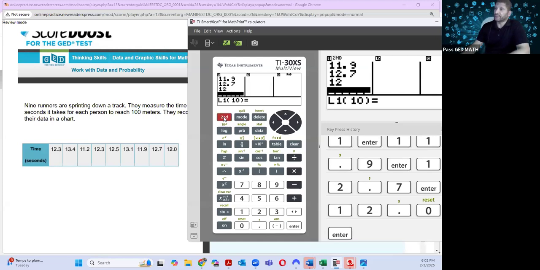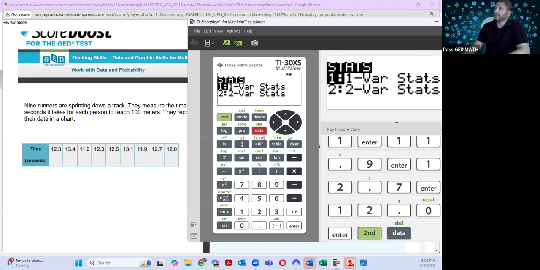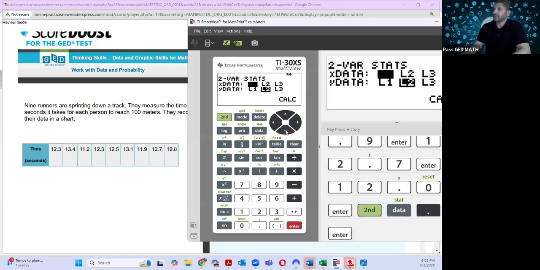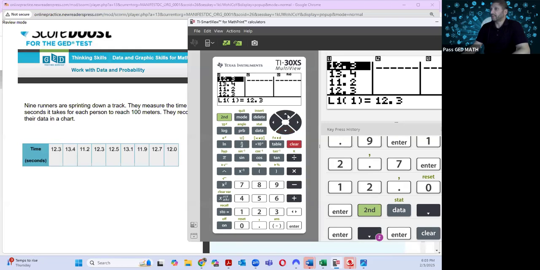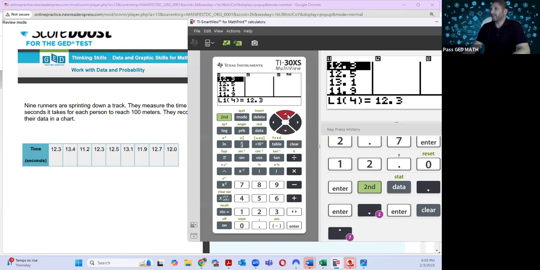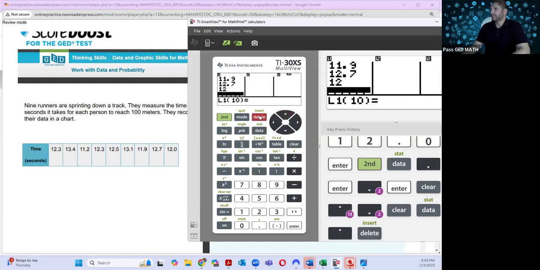We're going to hit second, then data. We hit one variable because we're only using one variable, one column. Calculate. Oops, it said we have an error. Why do we have an error? I don't know.